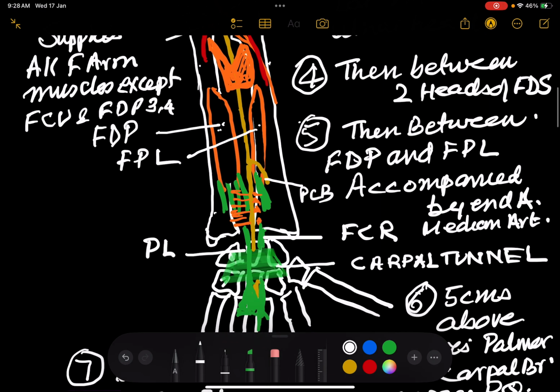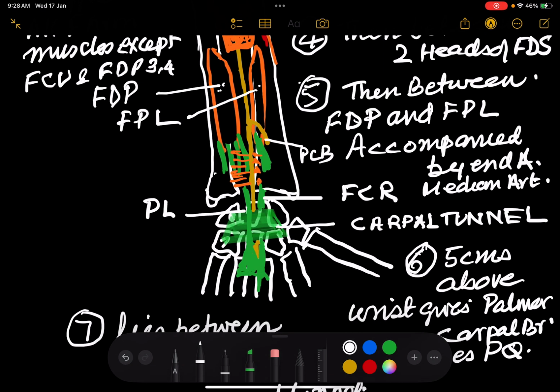And after crossing the pronator quadratus, it comes to lie deep under the carpal ligament, connecting the pisohamate ligament to the lateral side of the scaphoid. And here in the carpal tunnel, it is lying between the palmaris longus and flexor carpi radialis. Then, after crossing the carpal tunnel, where it can be entrapped and subjected to pressure, causing carpal tunnel syndrome, the nerve divides into a superficial and a deep branch.